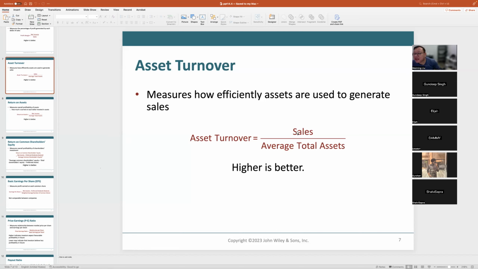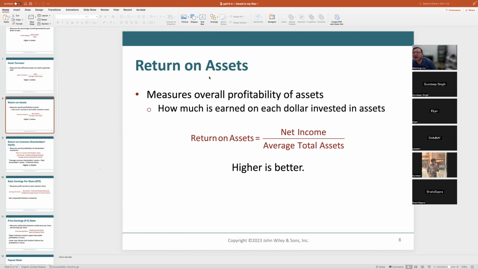Sales information will come from the statement of income. Then you go to the statement of financial position. You'll be able to see the beginning total asset balance and the ending total asset balance, and then you take the average of the two. That is your average total assets. Return on assets: what is the return on assets? You use net income divided by average total assets.